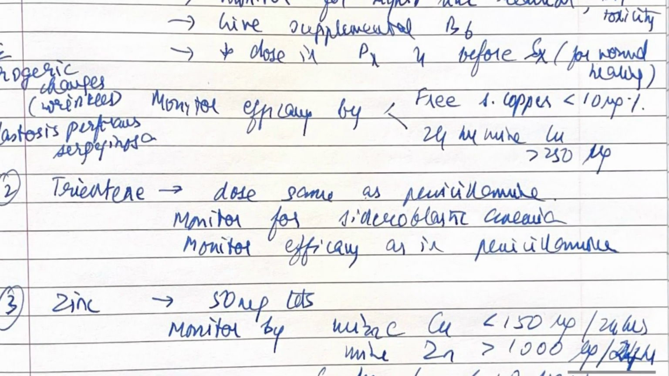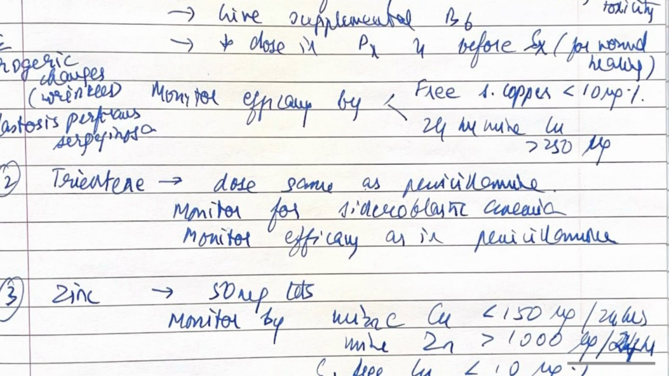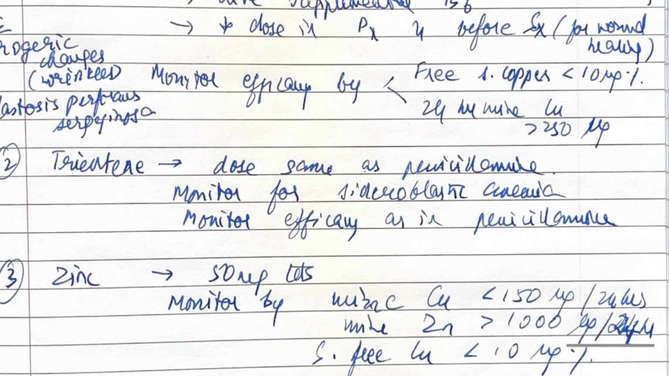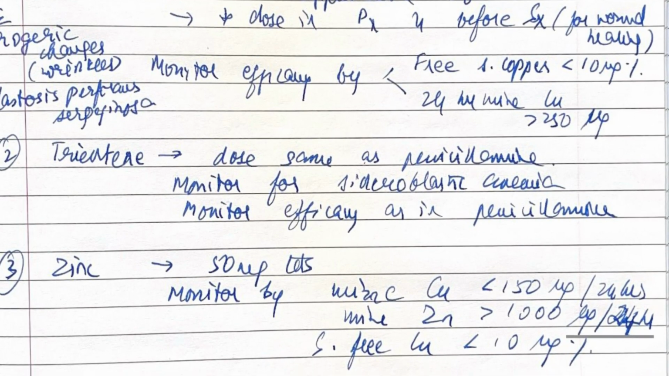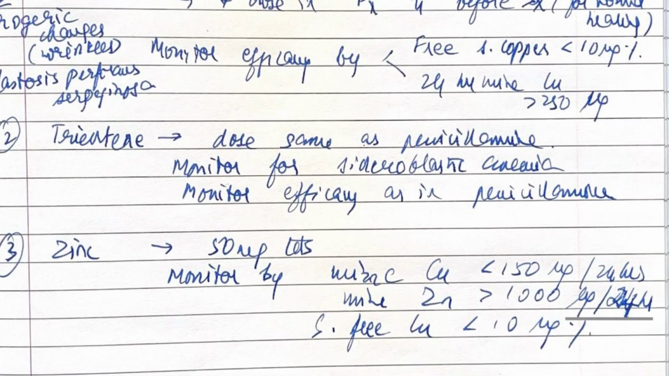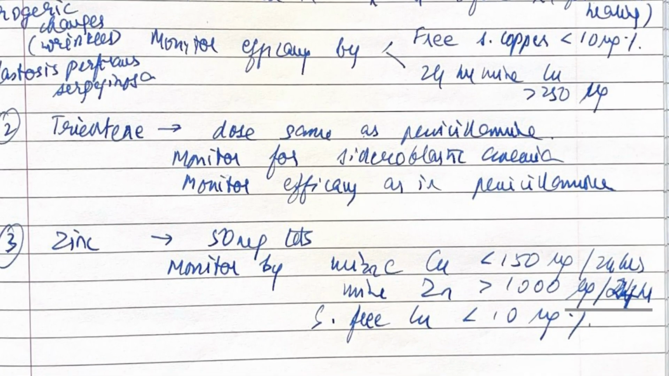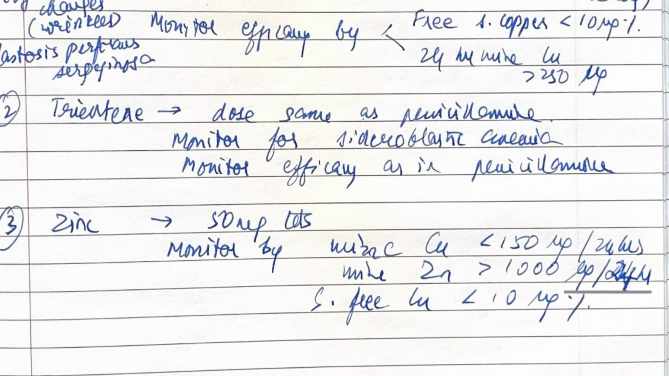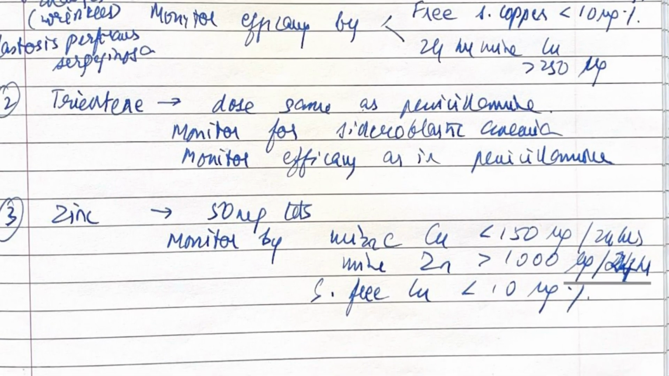Zinc is given at 50 milligrams 3 times a day. You monitor by the urine copper excretion, which should be low, because it's not a copper binder, unlike penicillamine and trientine. Urine copper should be less than 150 micrograms in 24 hours. Urine zinc should be high, that's more than 1,000 micrograms in 24 hours. And the serum-free copper should be less than 10 micrograms.